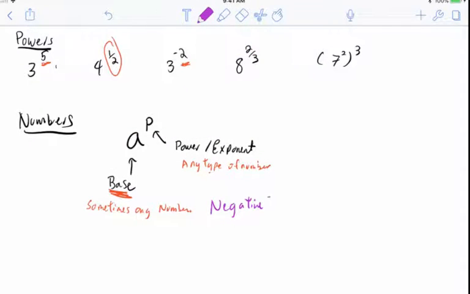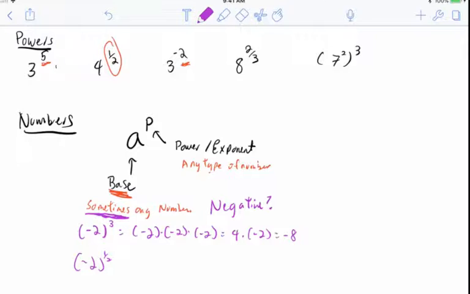Can the base of our term be negative? Well, the short answer is it depends. I'm really trying to emphasize the sometimes because I don't want you to get too weirded out on this. What a different number. So this is shorthand for minus 2 times minus 2 times minus 2, which is equal to 4 times minus 2, which is equal to minus 8. It's a number. Fine, cool. It's just a number. Whatever.